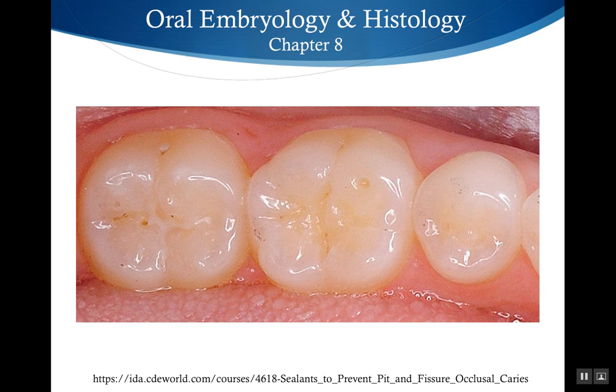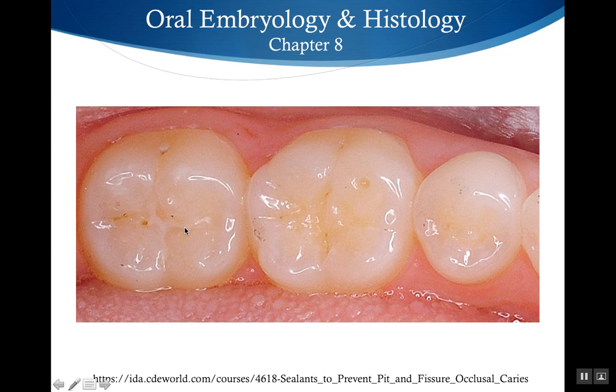All right. So as the calcification process continues, you have pits and fissures that are formed. You can kind of see the pits that are formed here and then the fissures that are formed here. And here's a sealant that's actually in the pits and fissures.